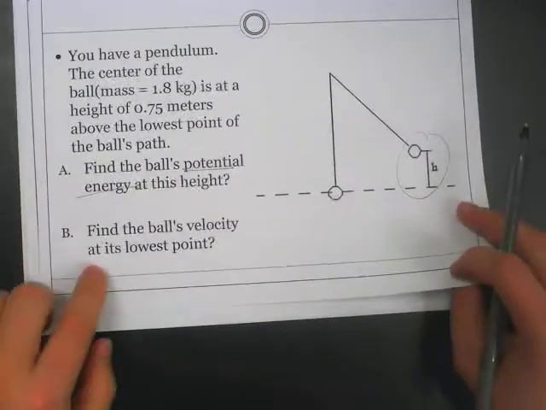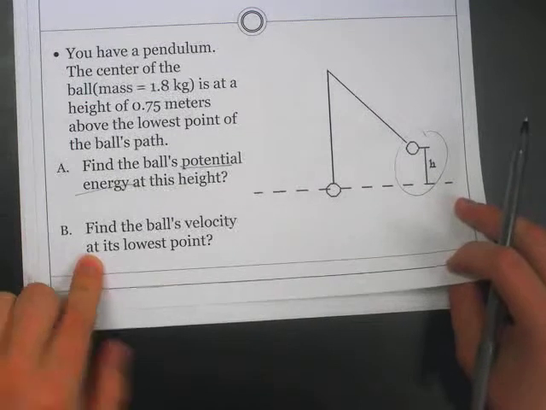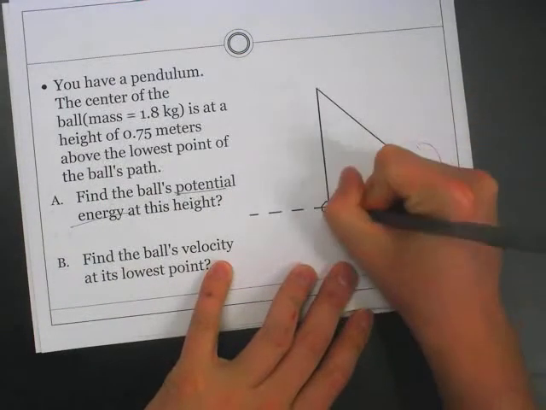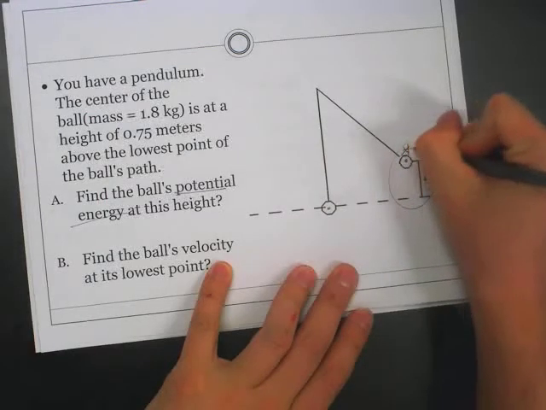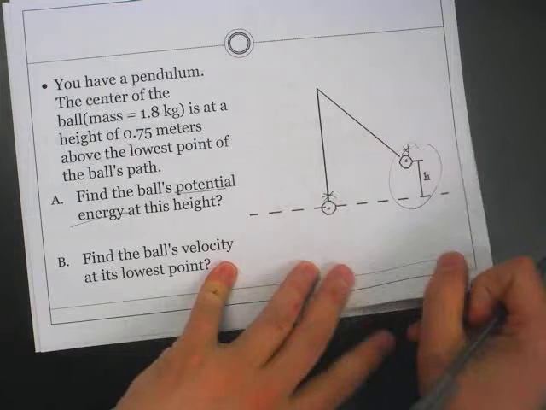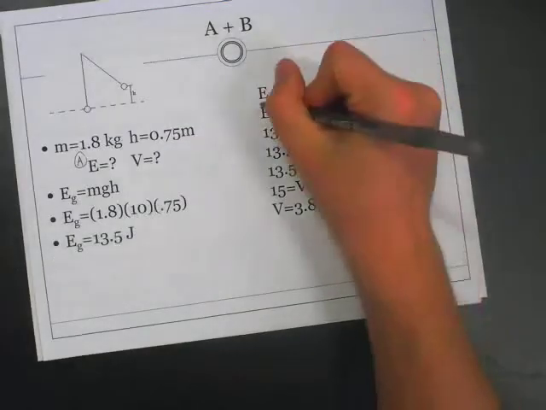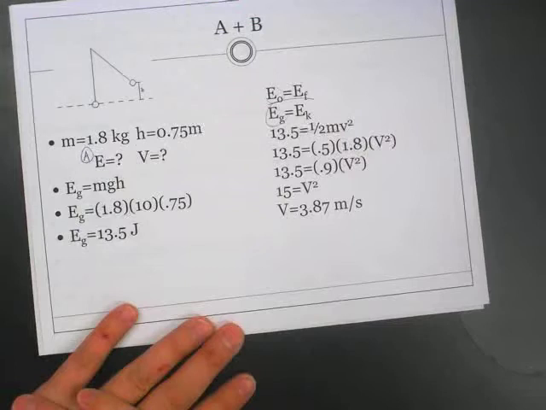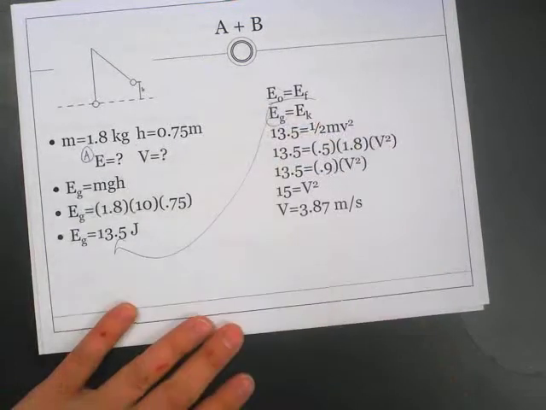Find the ball's velocity at its lowest point. So now it's back to being a story. We have this point here, and we have this point here. The total energy here is going to equal the total energy here. So we say initial energy equals final energy. Our initial energy is all Eg, which we just found to be 13.5.